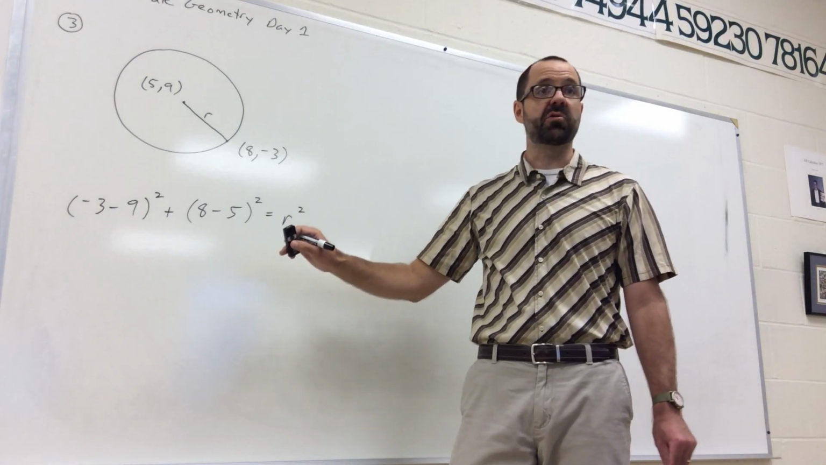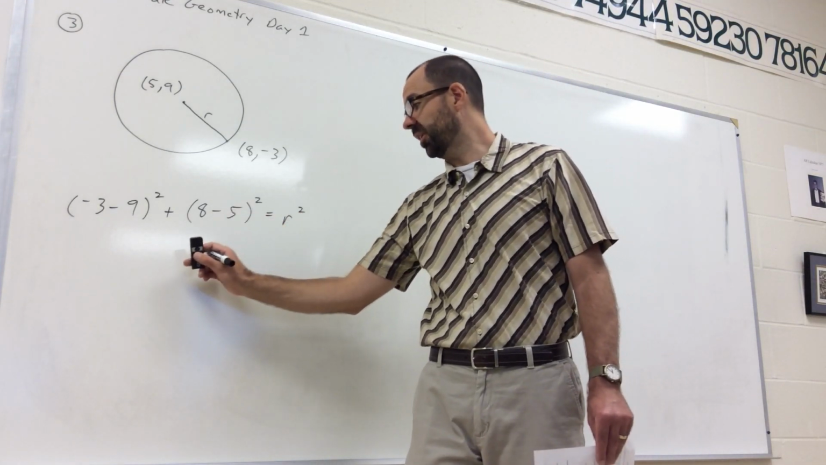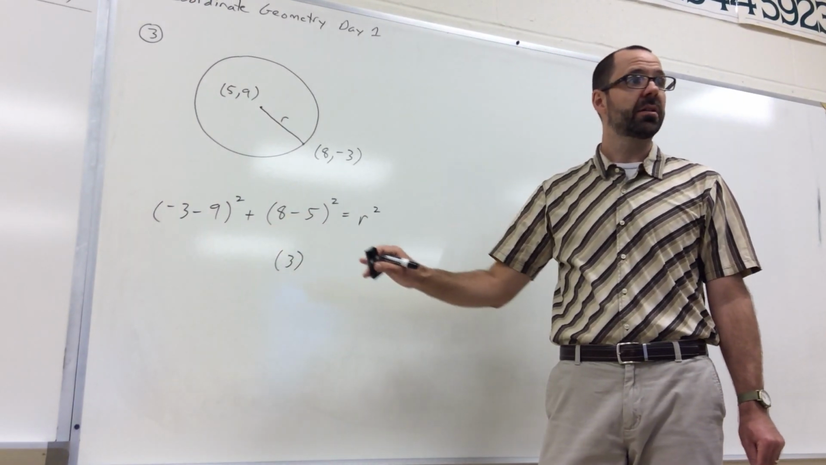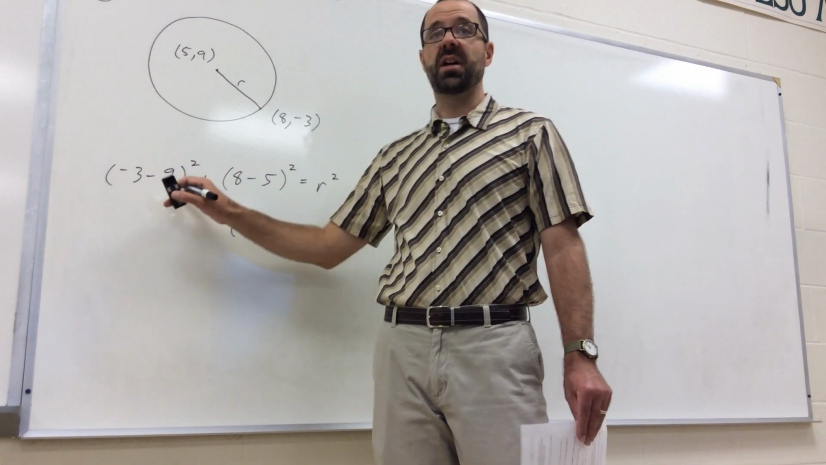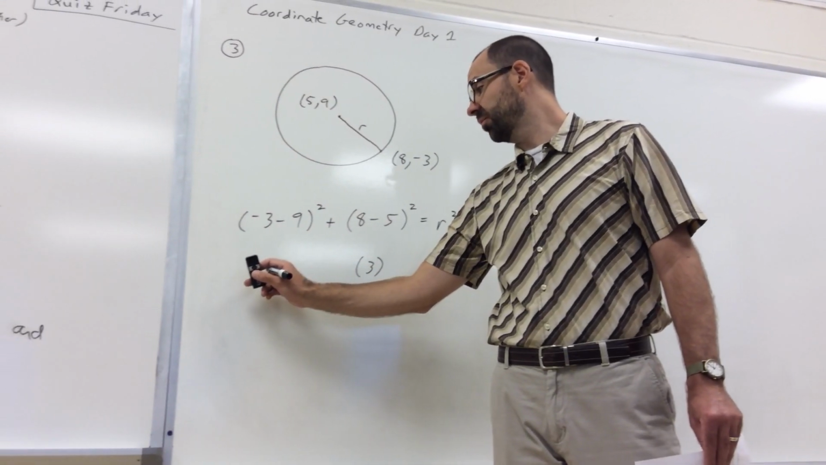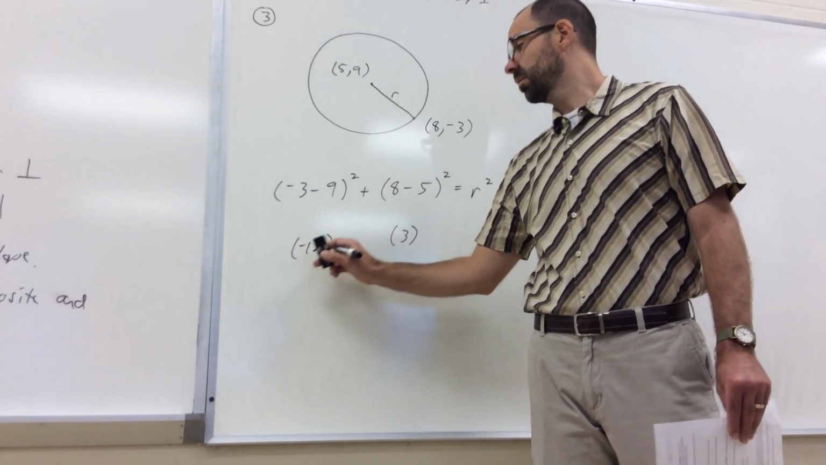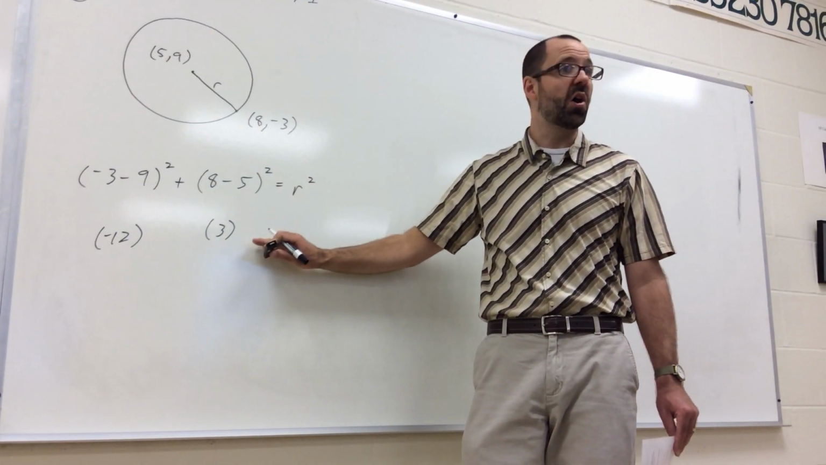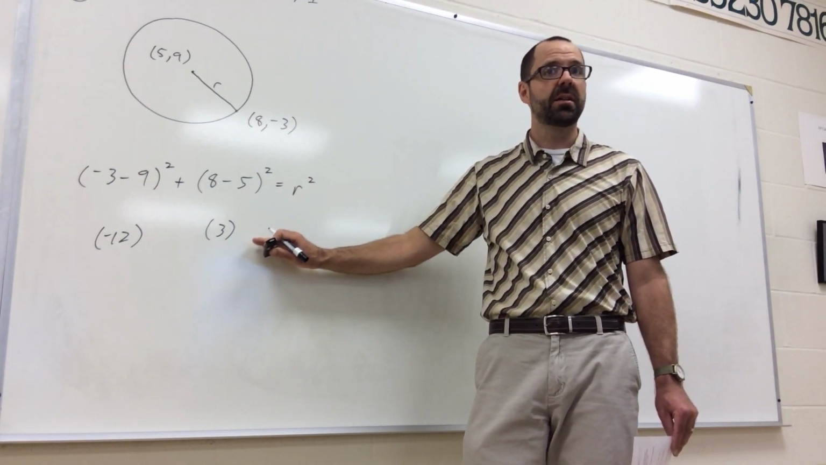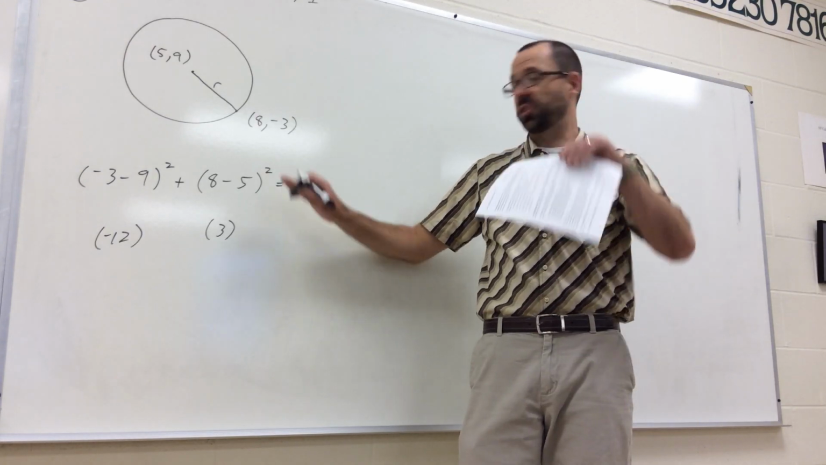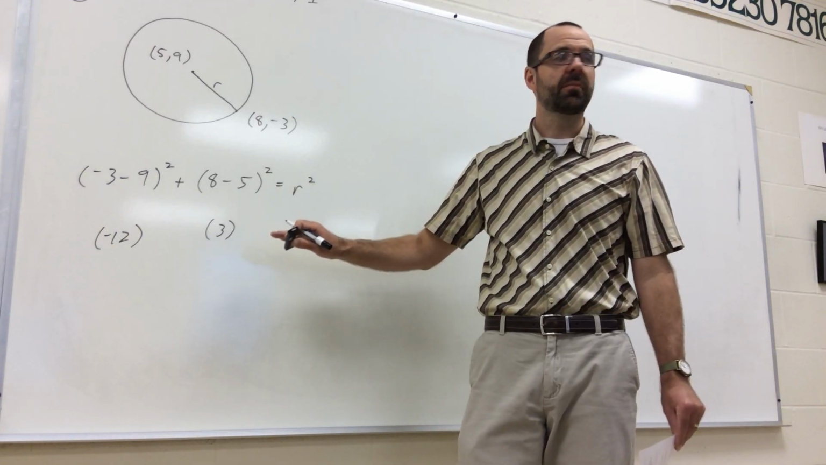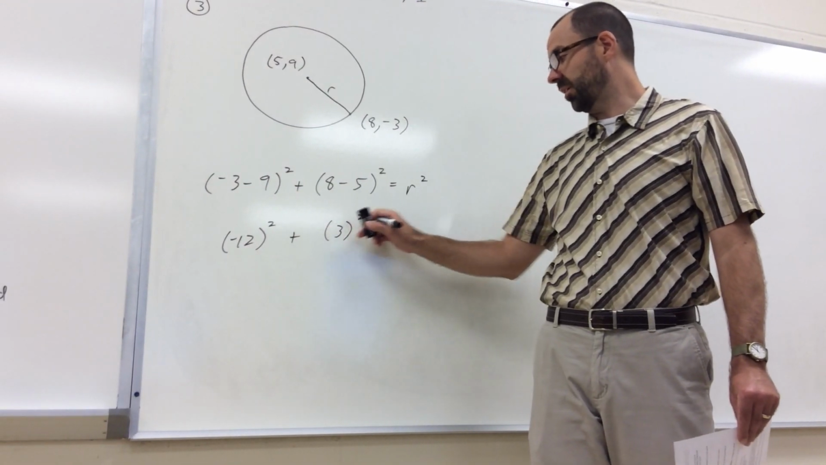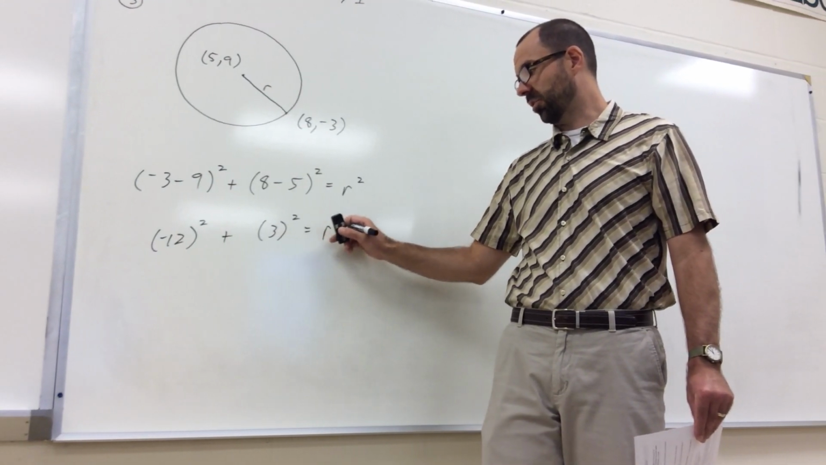Now we're going to go ahead and subtract. So 8 minus 5 is 3. So that comes out to 3. And negative 3 minus 9, that's tougher. It's negative 12. So from this step to this step, all I'm doing is subtracting, just to go systematically. So then I'll recopy the squared and the plus, and this squared, and this equals, and this r squared.